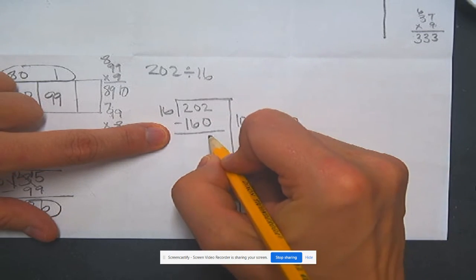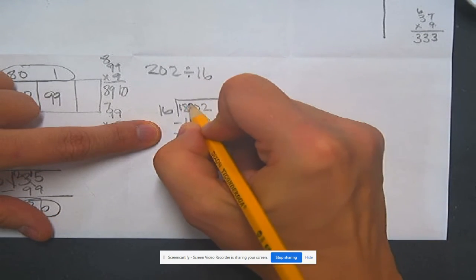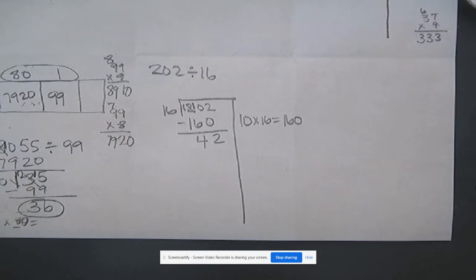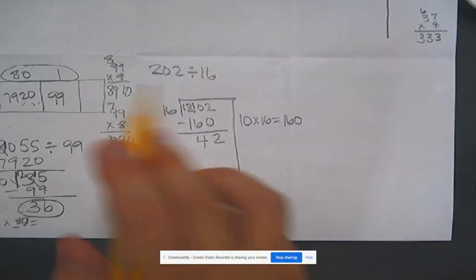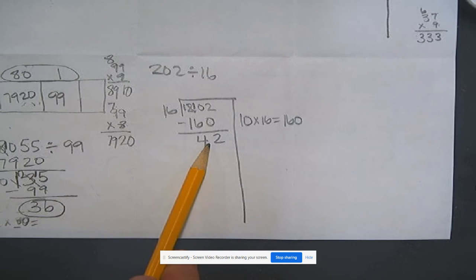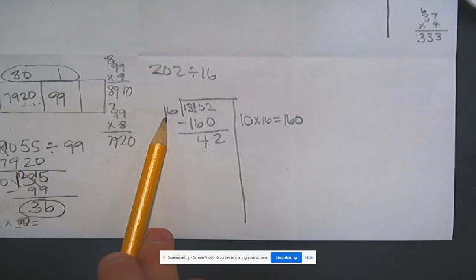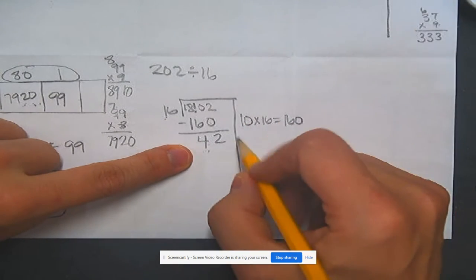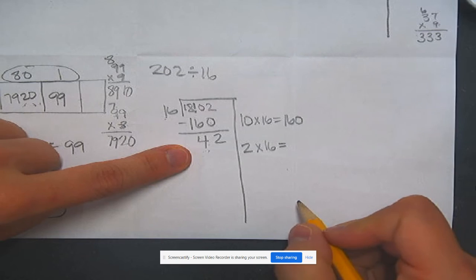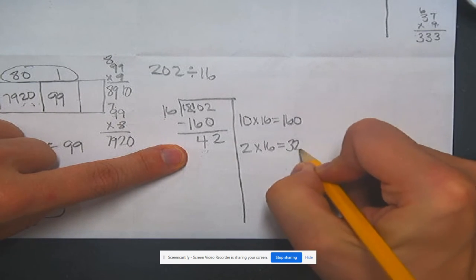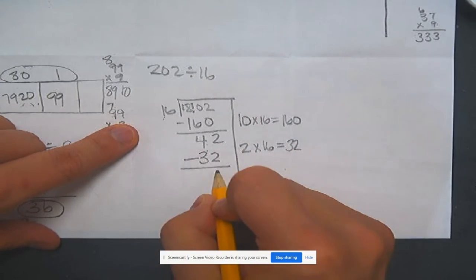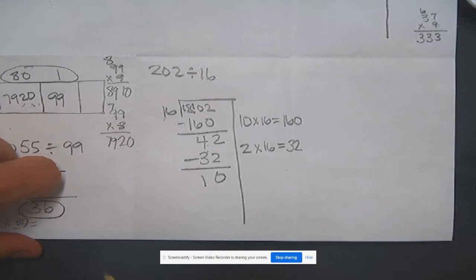2 minus 0 is? Can I take 6 from 0? Nope, regroup. 10 minus 6? 4. Anyway, how many groups of 16 can I take out of 42? 10 is 160. Do I have enough to take out another 10? No, I don't. That's way too big, right? Okay, so 2 times 16 equals 32. Is that good? Yep. So we subtract that. And we're left with 10.